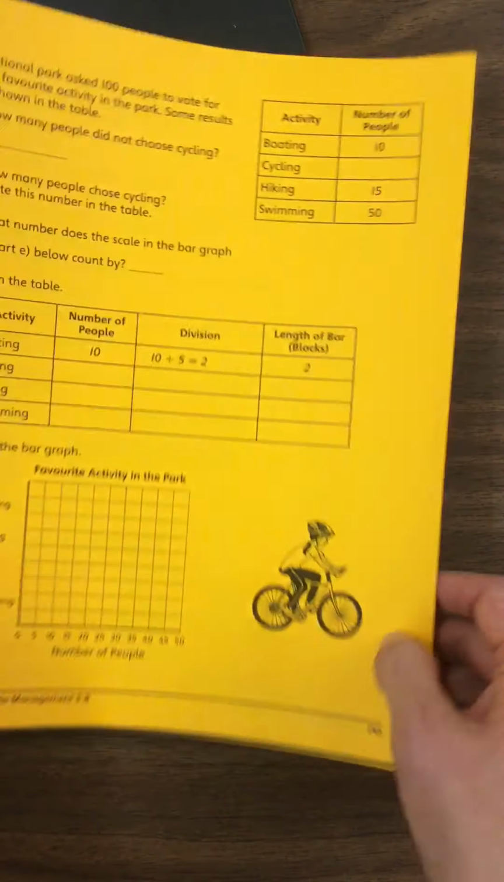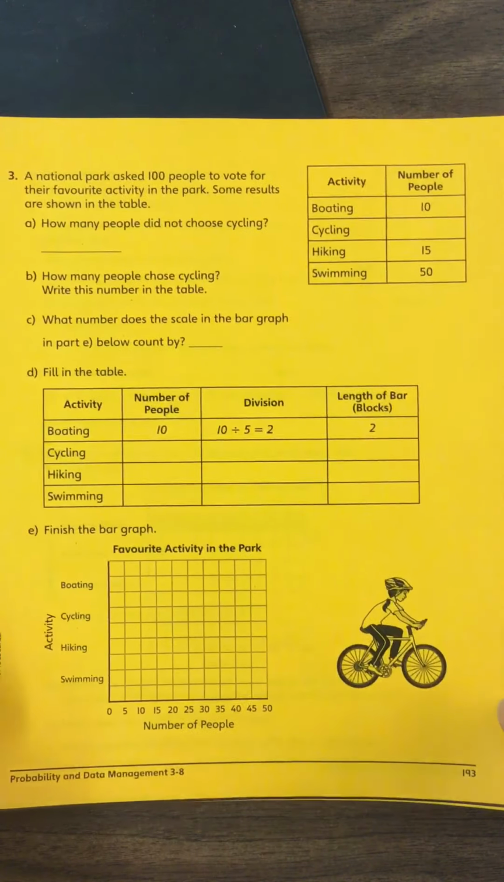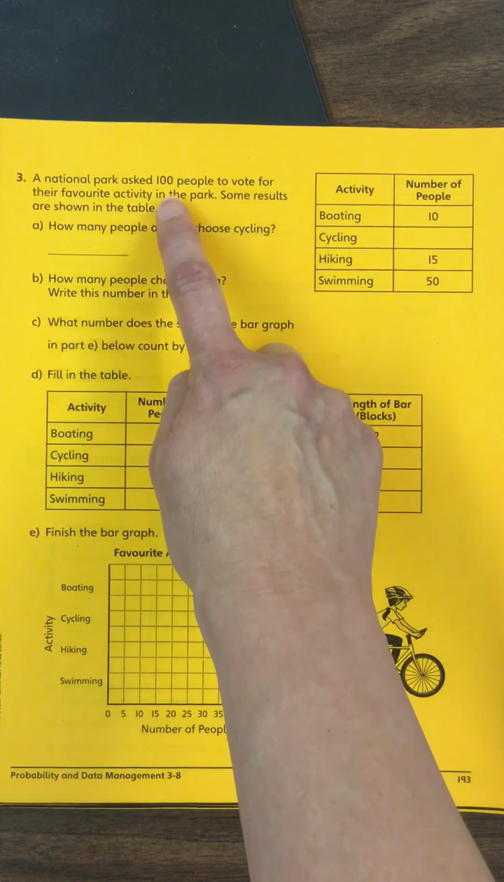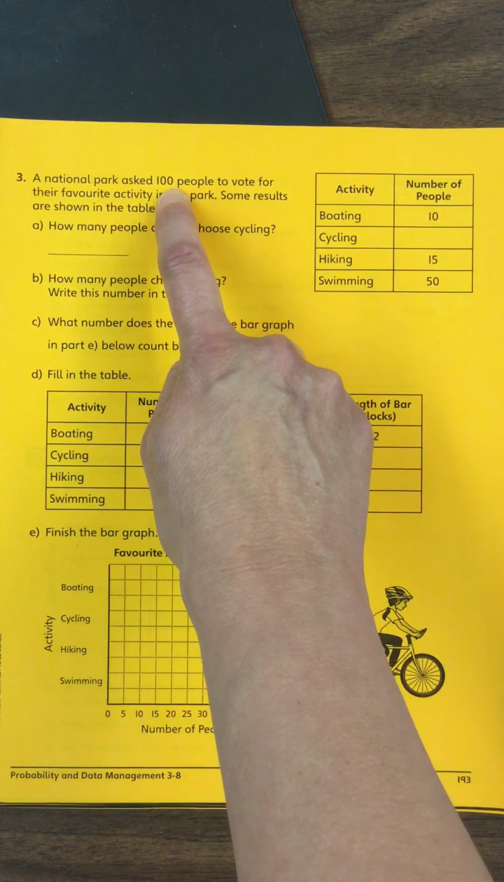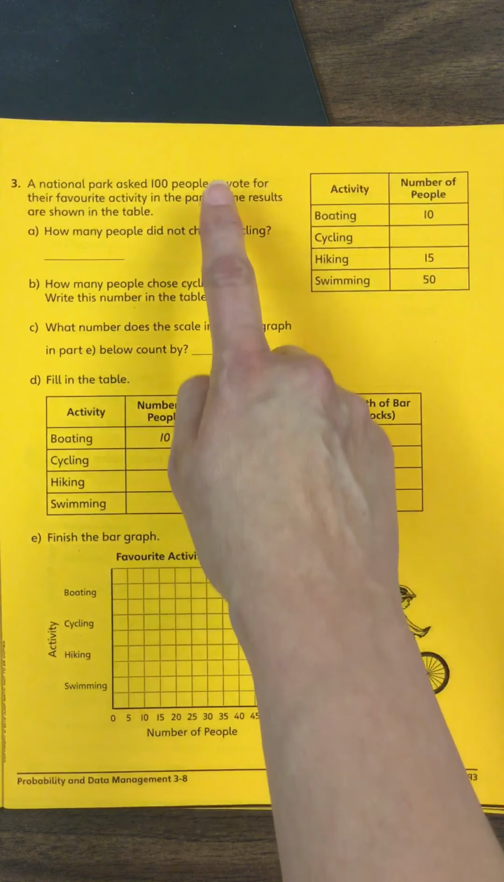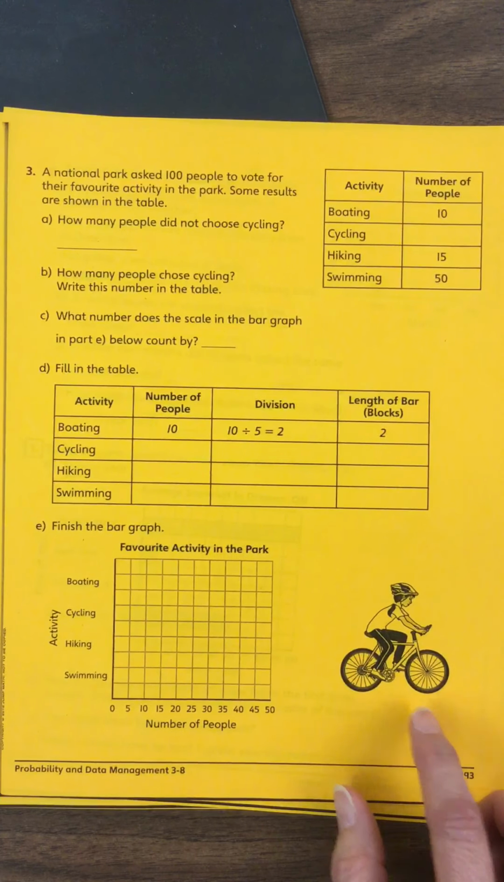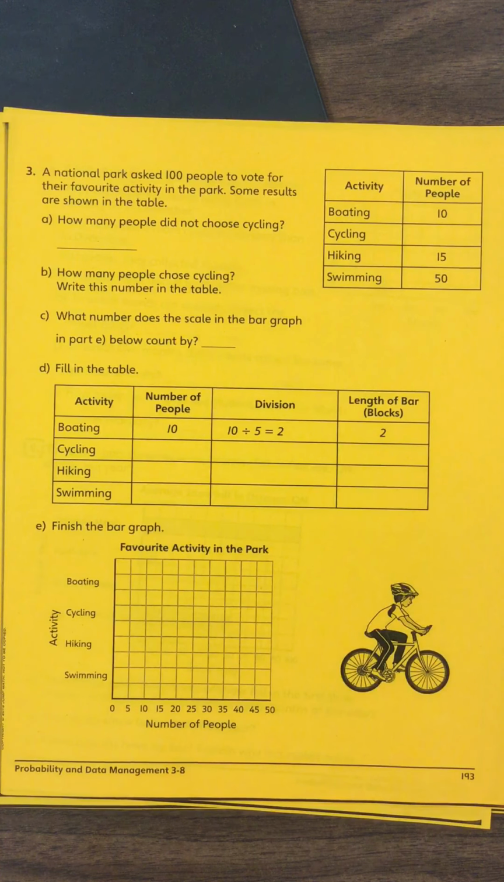All right, we are now on page 193. This one asked 100 people, and this is really important, this number here, because you'll need it to do some calculations down below, okay? A national park asked 100 people to vote for their favorite activity in the park. Some results are shown in the table. Do you see not all results are shown? You'll have to figure that out.